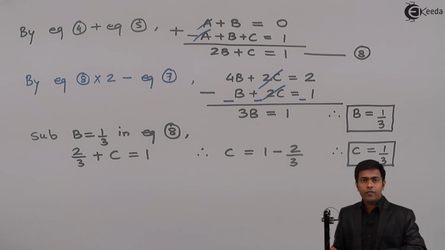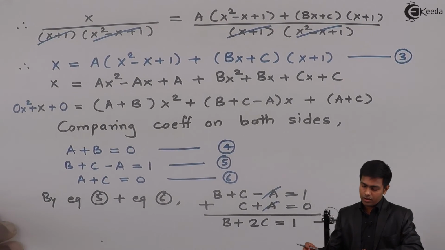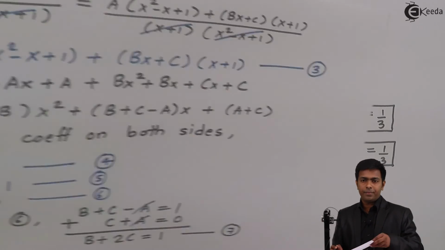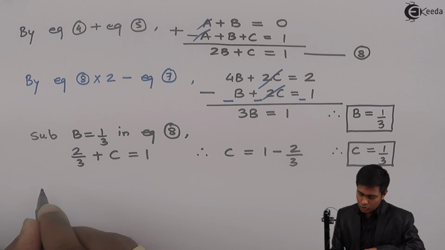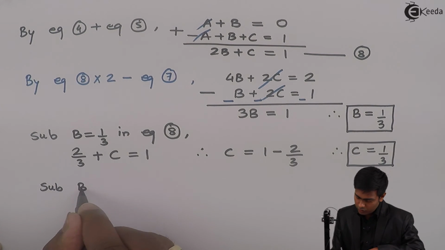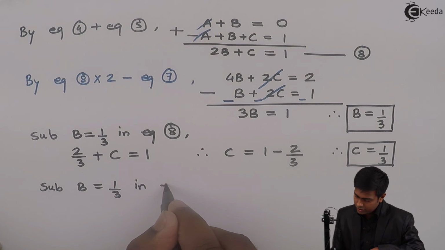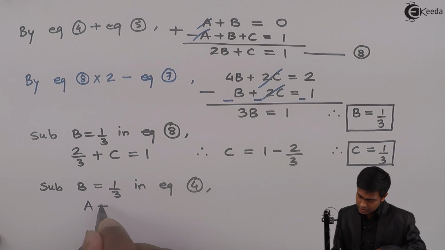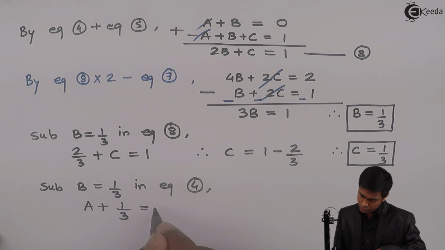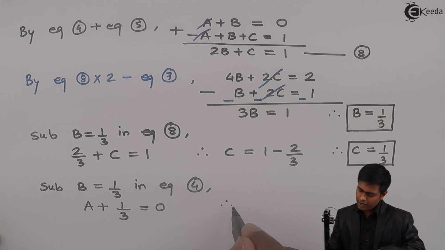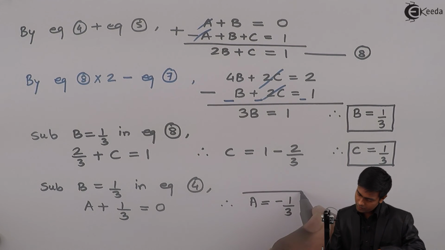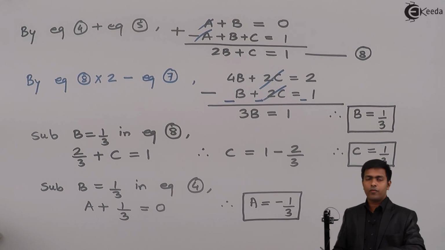Now we'll find out the value of a, and for that we'll use equation number 4. So 4 is a plus b equal to 0. So here I'll substitute value of b. So the value of b is 1 by 3. So I'll say substituting b equal to 1 by 3 in equation number 4. So here we'll get a plus b, b is 1 by 3 equal to 0. So therefore by evaluating we will get a equal to minus of 1 by 3. So we got value of a as minus of 1 by 3.